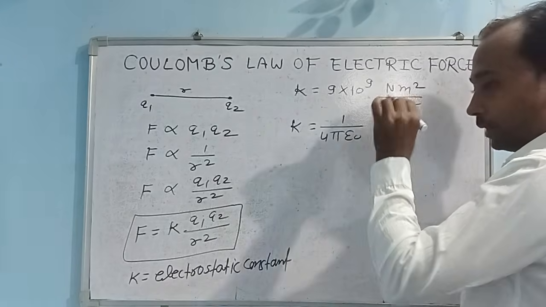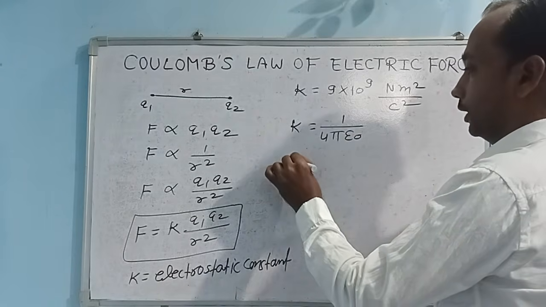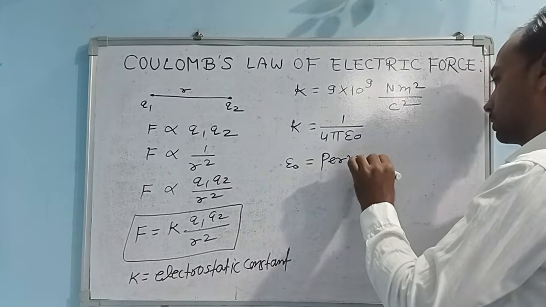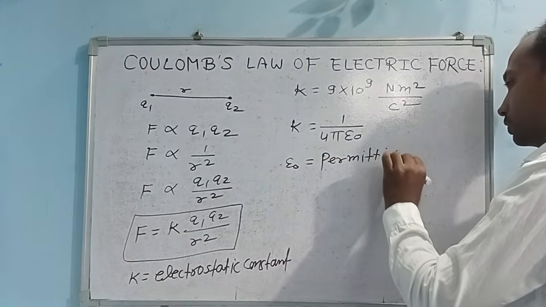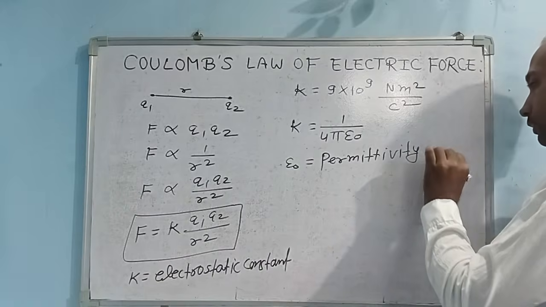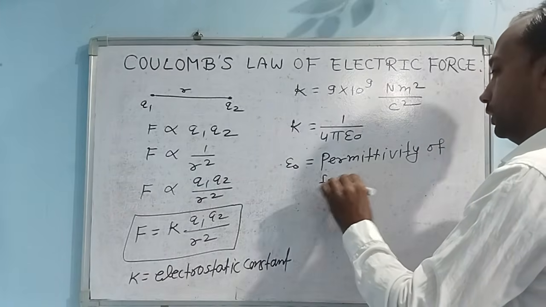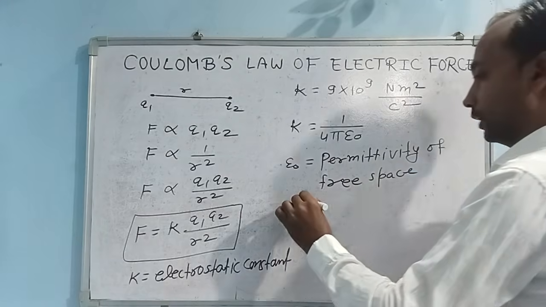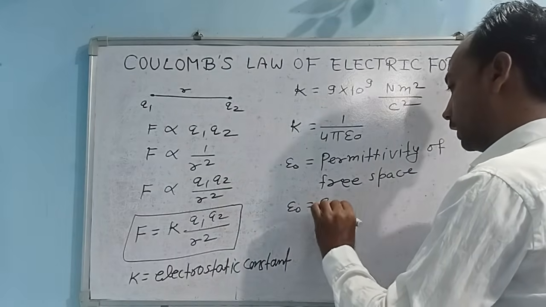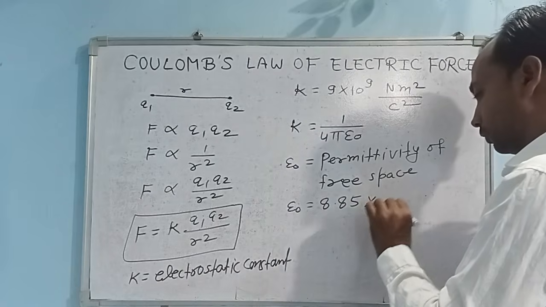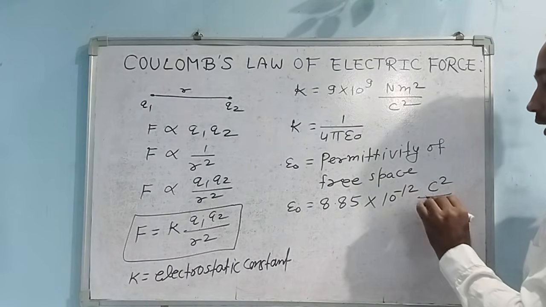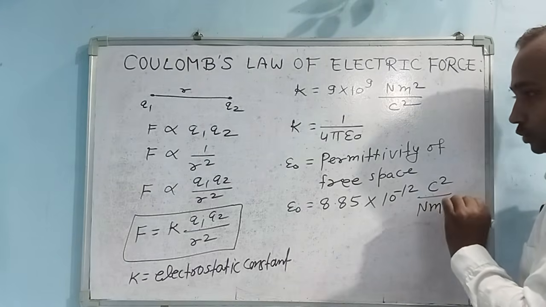1 upon 4 pi epsilon naught, where epsilon naught is known as the permittivity of free space. And the value of epsilon naught is 8.85 into 10 to the power minus 12 Coulomb square per Newton meter square.